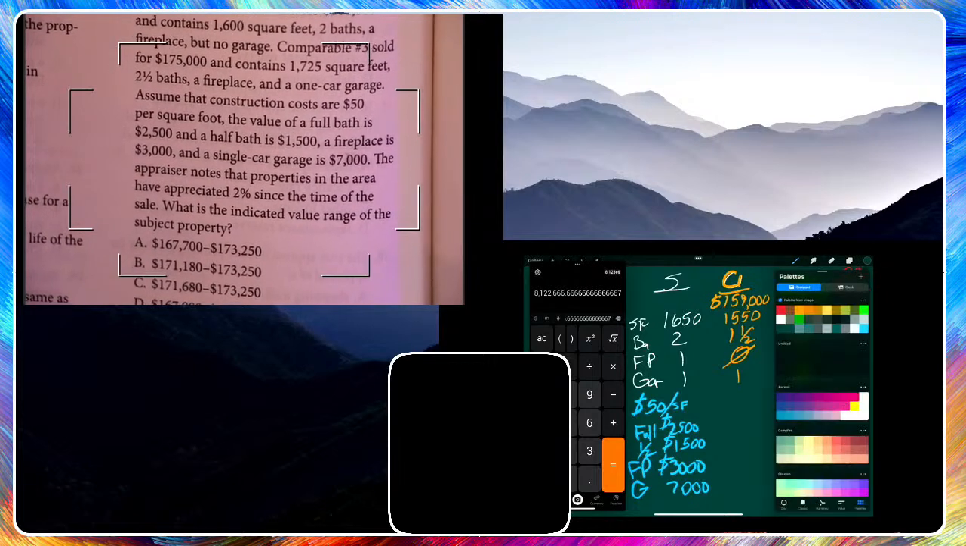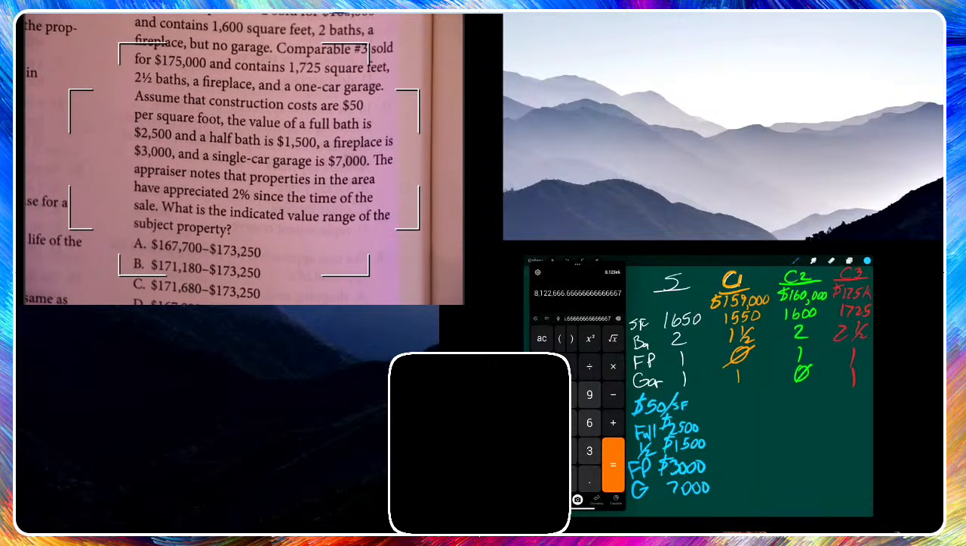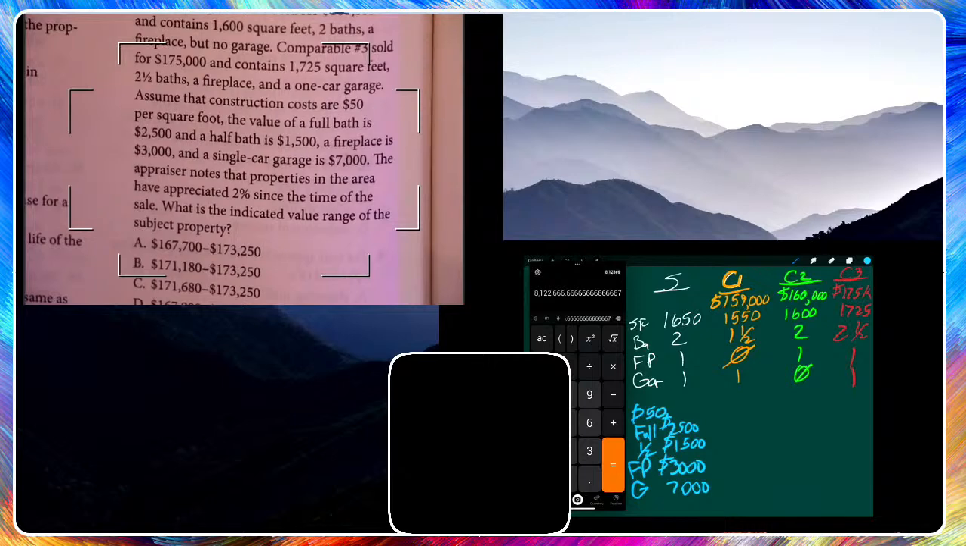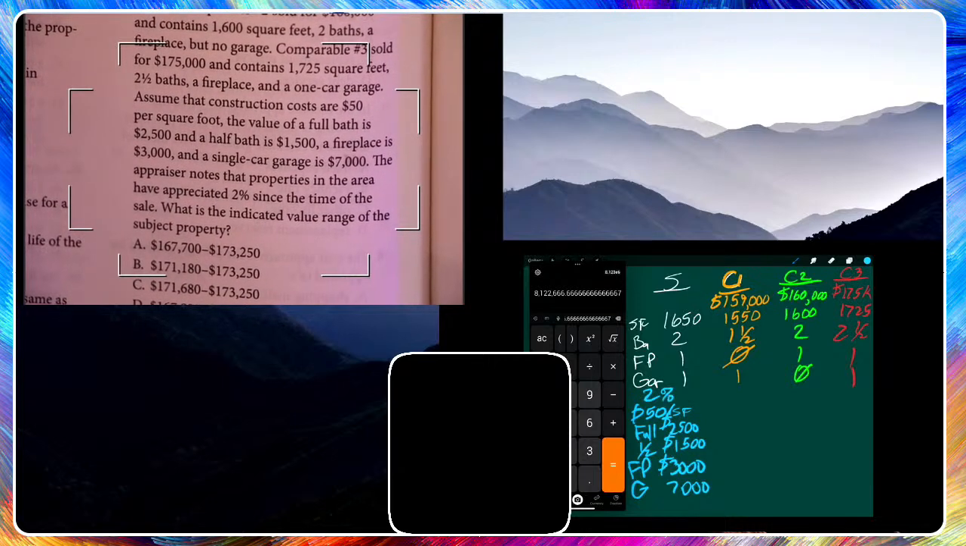And then the other one is, I'm going to cram this in up here because I like it better at the top. 2% appreciation. Right? Yep, that's the one. 2% appreciation is how much it has appreciated since it's sold. So a 2% appreciation.